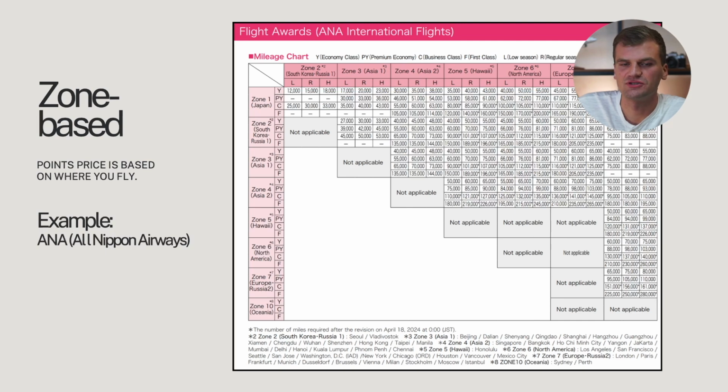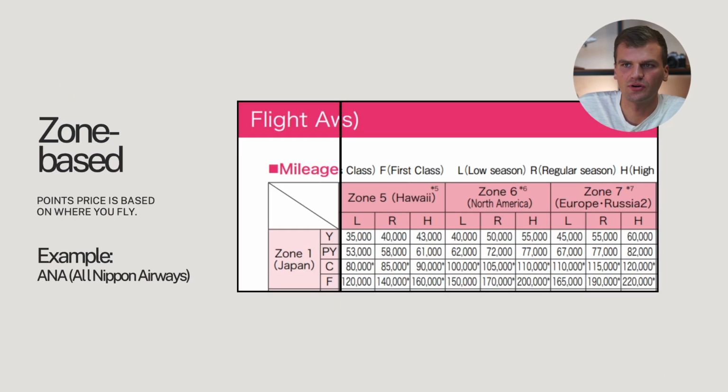Here's another zone-based award chart that we'll be talking a lot about, and this is ANA, All Nippon Airways, a Japanese airline based out of Tokyo. And here is what their chart looks like for most of you who I'm assuming will be watching this course are in Hawaii, North America, and Europe.